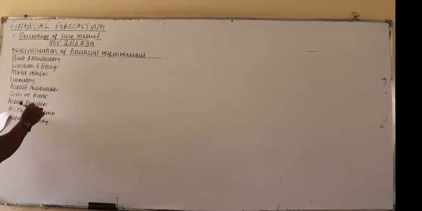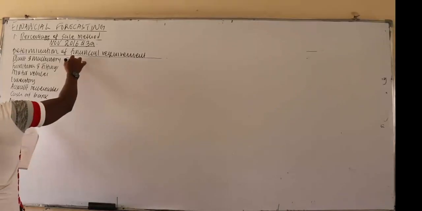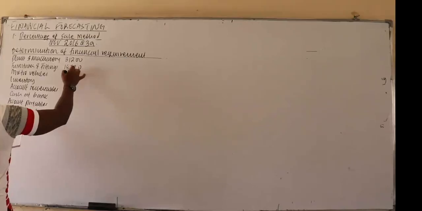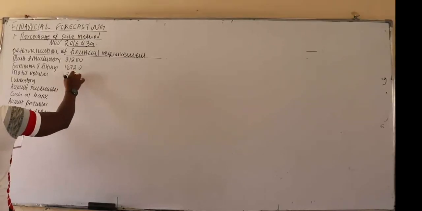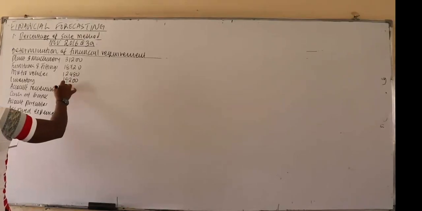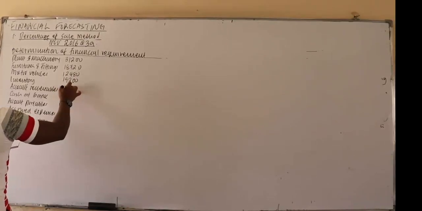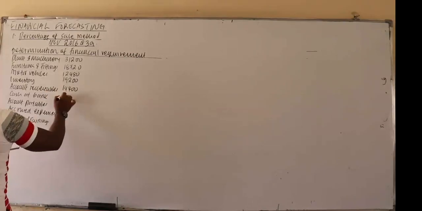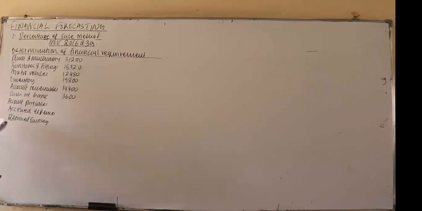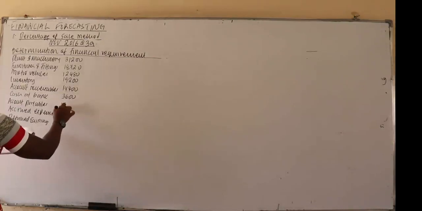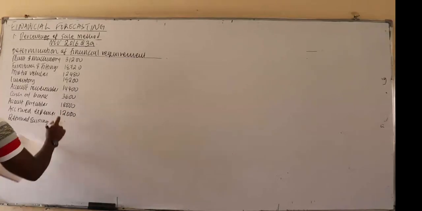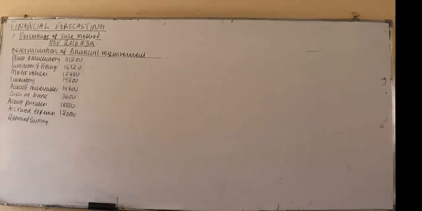Good. The amount of plant and machinery was 31,200. We had 18,720. We had 12,480. We have 19,200. We have 14,400. And then cash at bank is an amount of 3.6. Then account payable is part of the current liability, so we take an amount of 18. And then accrued expenses, we have an amount of 12. Then for retained earnings, we use the actual amount.